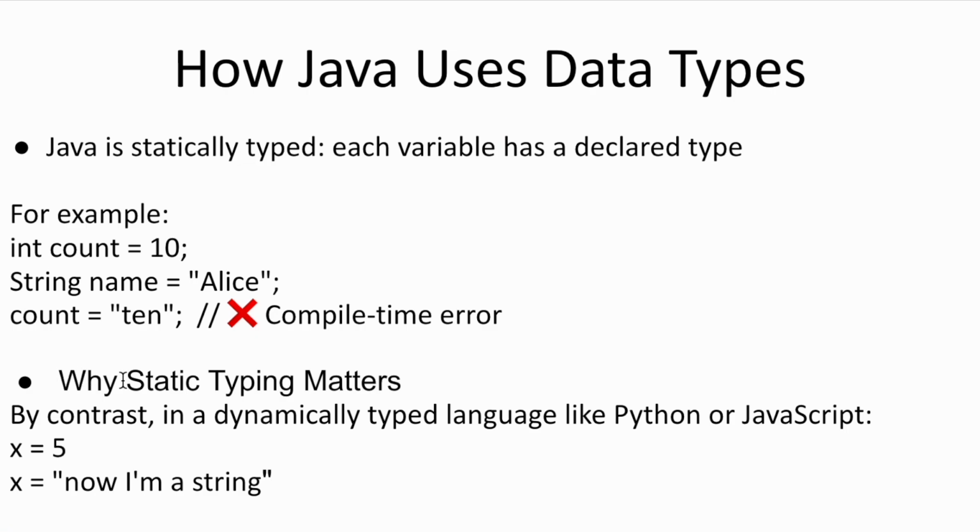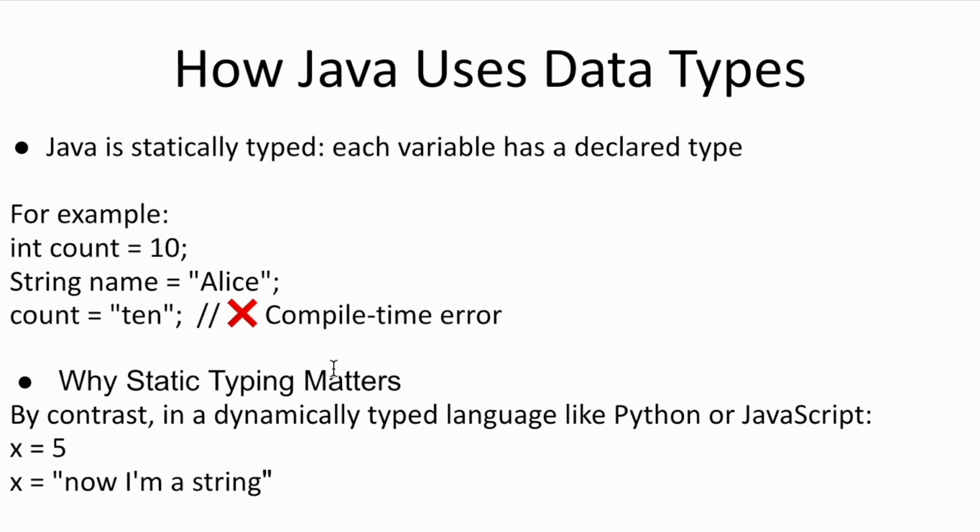So, why does static typing matter? From a computer science standpoint, static typing has huge benefits. It allows the compiler to catch type errors early. It ensures that memory allocation is predictable. It helps the JVM generate optimized bytecode because types are fixed, and it makes large code bases more maintainable, since every variable has a clear, enforced identity.